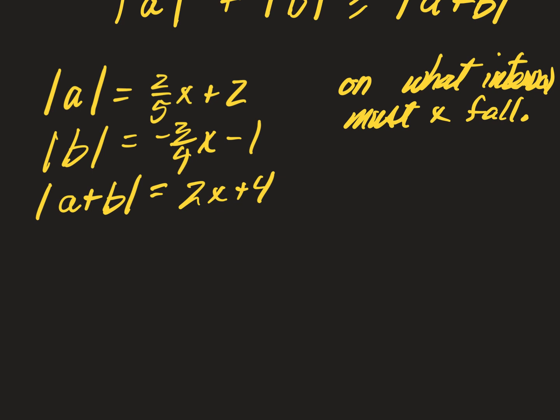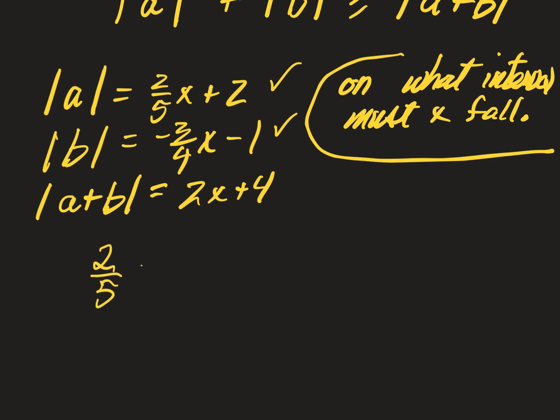So where do you begin to figure out on what interval must x fall? All right. What's the issue here? Well, there are three things. What we need to know is that each of these moduluses individually, this one and this one, have to be greater than 0. So basically, you set these inequalities greater than or equal to 0.